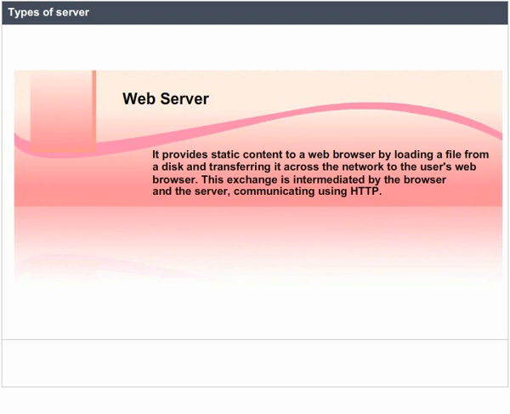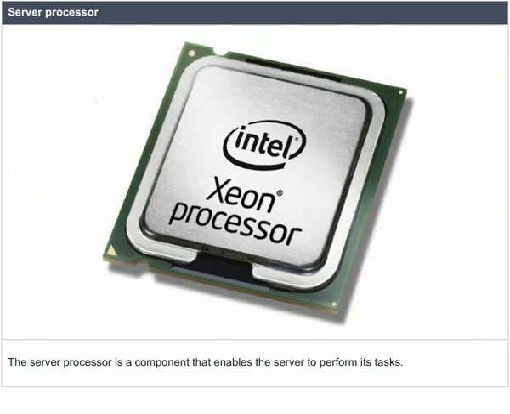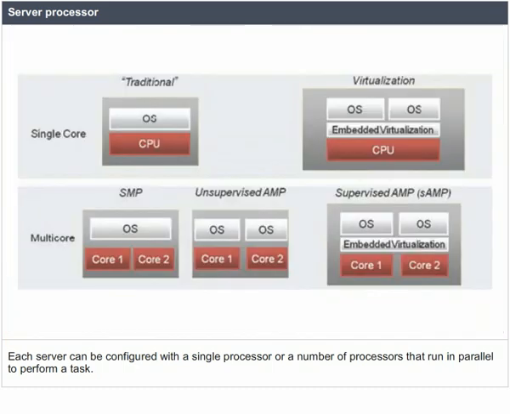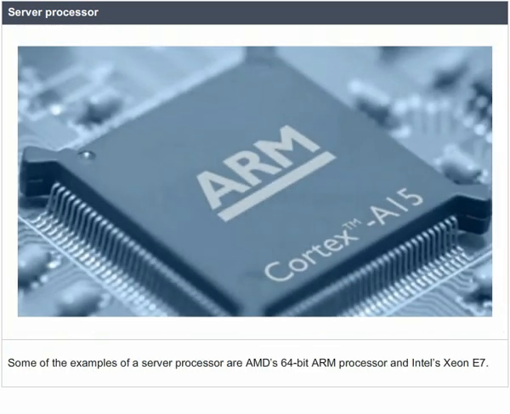Server processor. The server processor is a component that enables the server to perform its task. It provides a server machine with enough memory to prioritize the tasks that are requested by the user. Each server can be configured with a single processor or a number of processors that run in parallel to perform a task. Some examples of server processors are AMD 64-bit ARM processor and Intel Xeon E7.